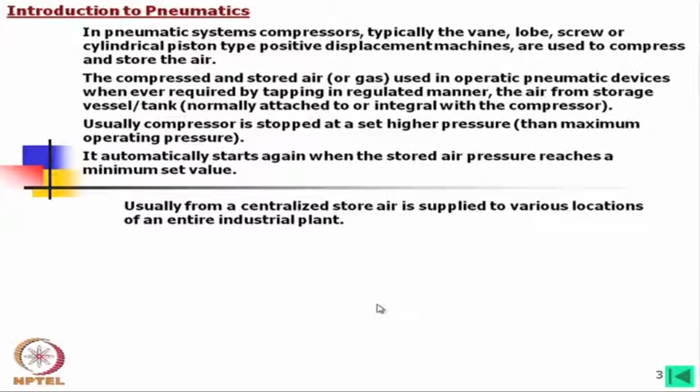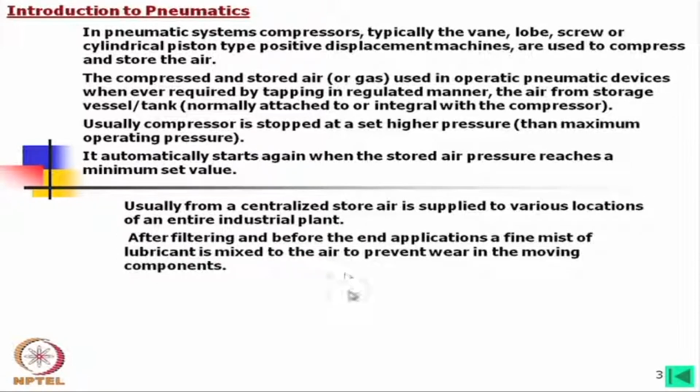Usually, from a centralized store, air is supplied to various locations of an entire industrial plant. It might be a single reservoir, it might be multiple; usually not more than 2 reservoirs are used to supply the plant. If the plant is very big, sometimes more than 1 reservoir is used. After filtering and before the end applications, a fine mist of lubricant is mixed into the air to prevent wear in the moving components.